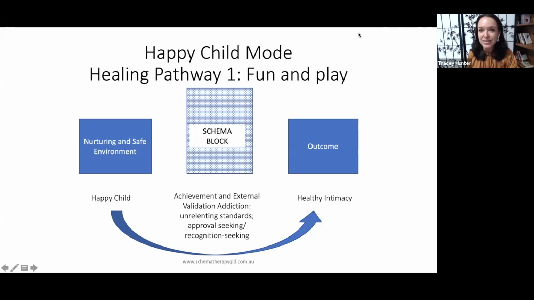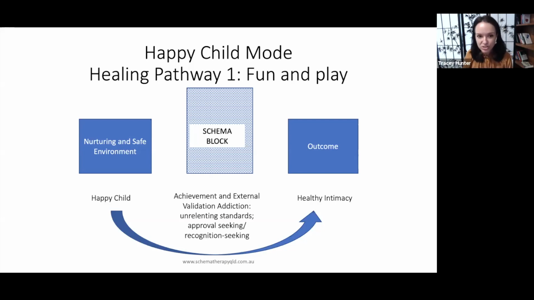Okay, so here's this first healing pathway to the happy child mode, and it's the fun and play pathway. Now we would want to understand what blocks a person from accessing the fun and play aspect of the happy child. Because over on the left-hand side, we have just a nurturing and safe environment, in which case there's the development of this happy child mode.